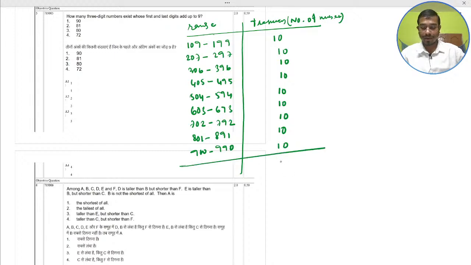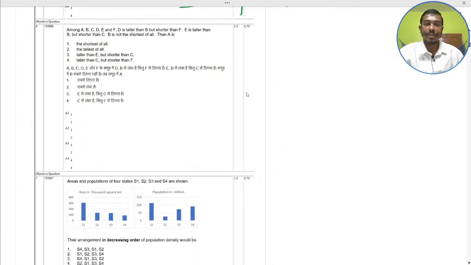So the total number would be 90. The 90 would be the correct option. Option A would be the correct. This is the way of solving general aptitude.